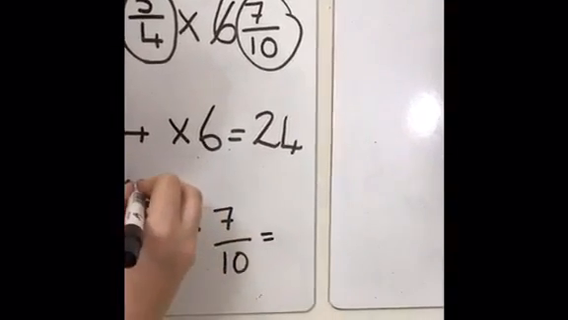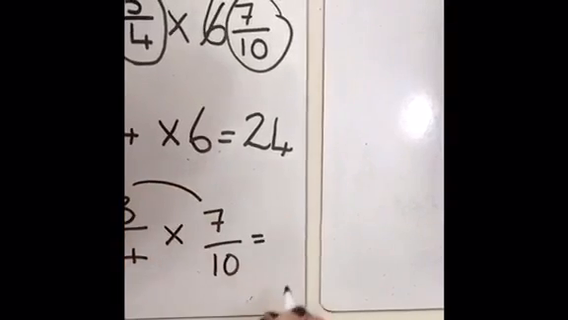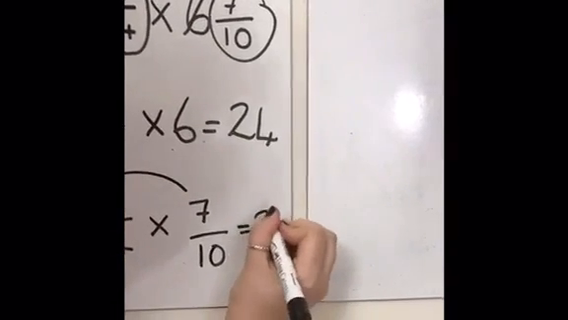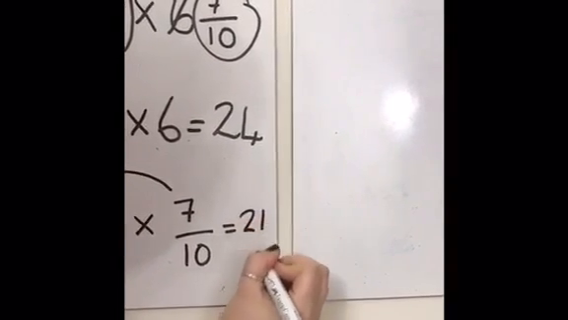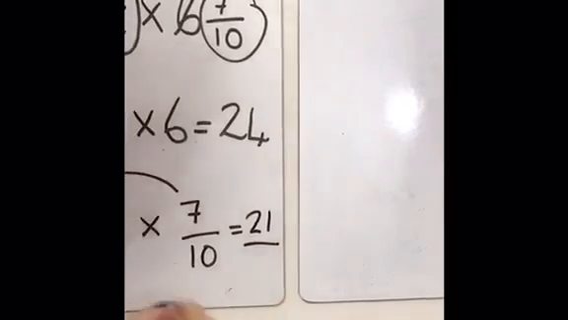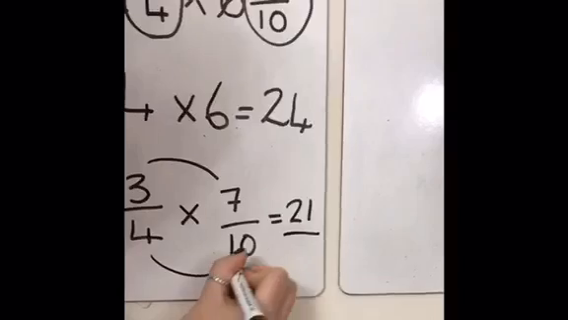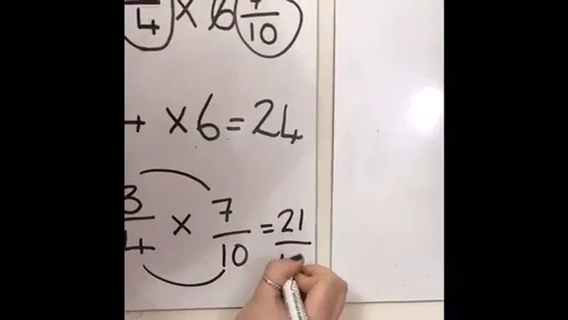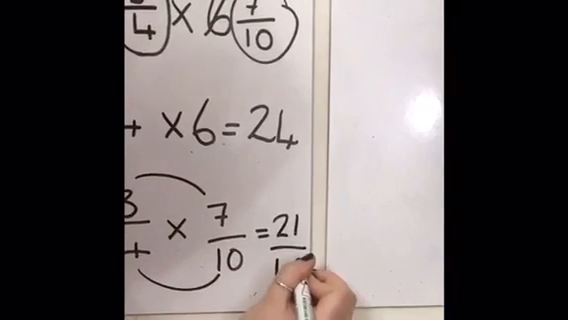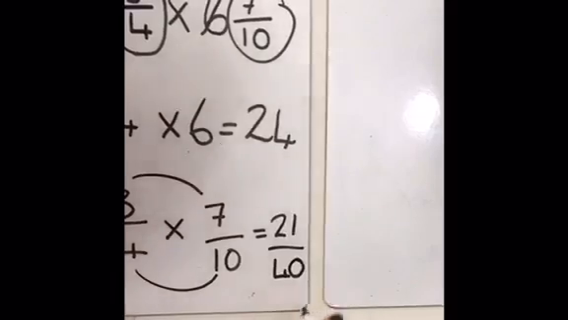Now, exactly the same, I'm going to multiply my numerators. So 3 times 7 is 21. And I'm then going to multiply my denominators. So 4 times 10 is 40. Which gives me the fraction 21/40.